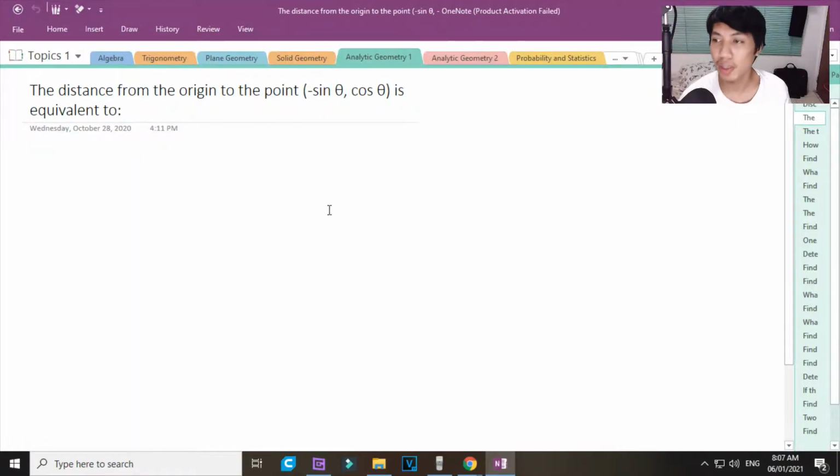Okay, so let us go to our problem solving part for analytic geometry. So this is problem number 1. The distance from the origin to the point negative sine theta and cosine theta is equivalent to what? Okay, so we will use the distance formula.